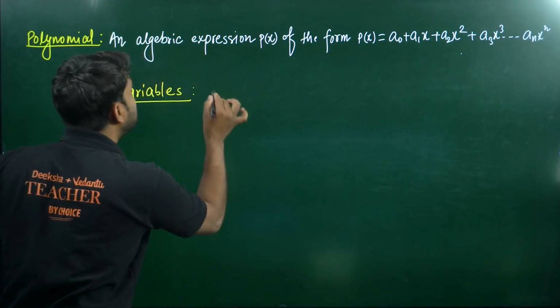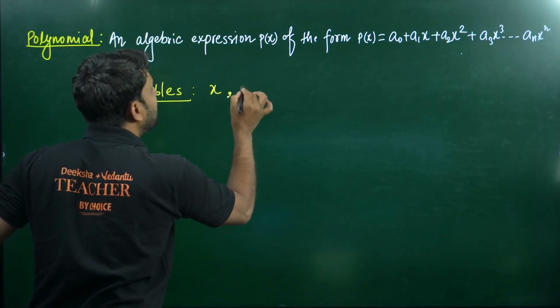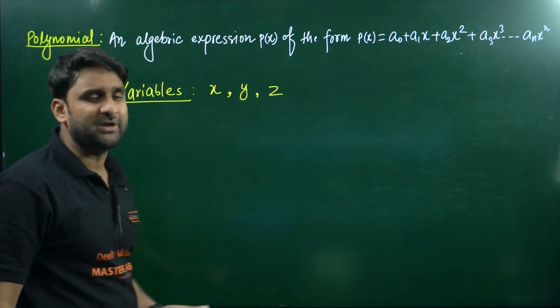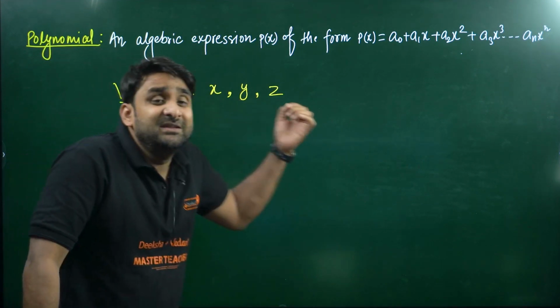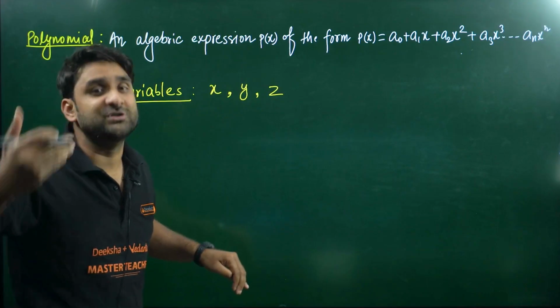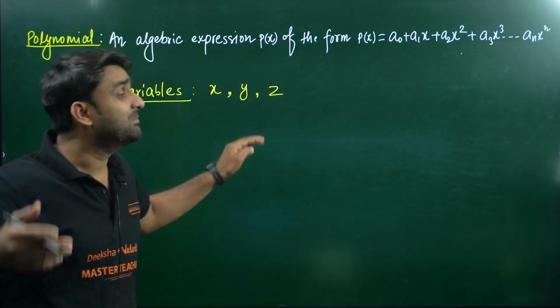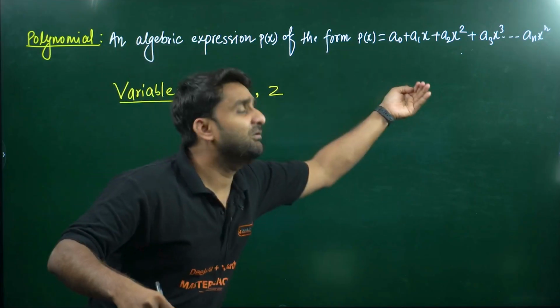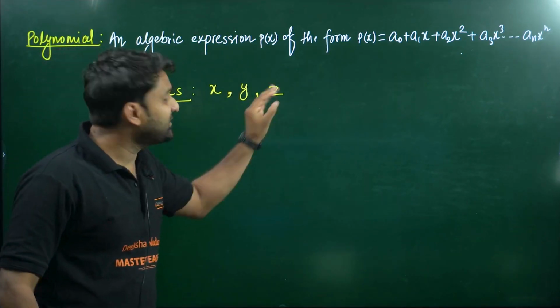The variables are represented as x, y, or anything. We can also use z. So x, y, z, these are variables. Why variables? Because their values keep changing. Their values are not fixed. Sometimes y appears 2, sometimes y appears 0, sometimes y may be -3, whatever. So these are called variables.